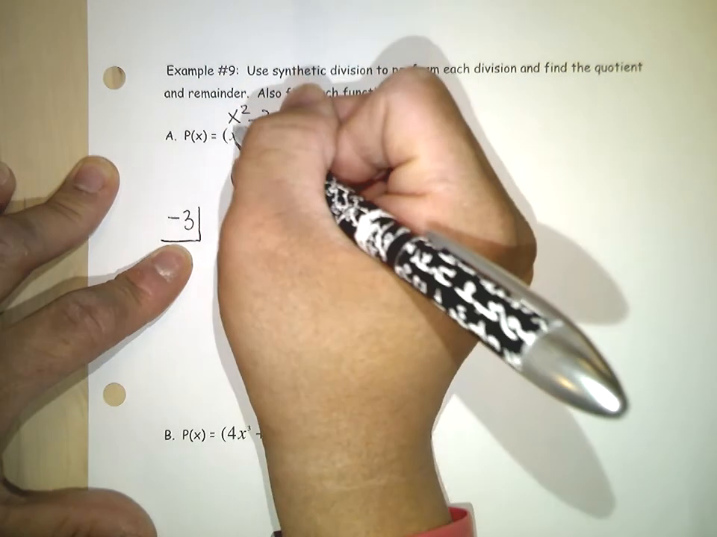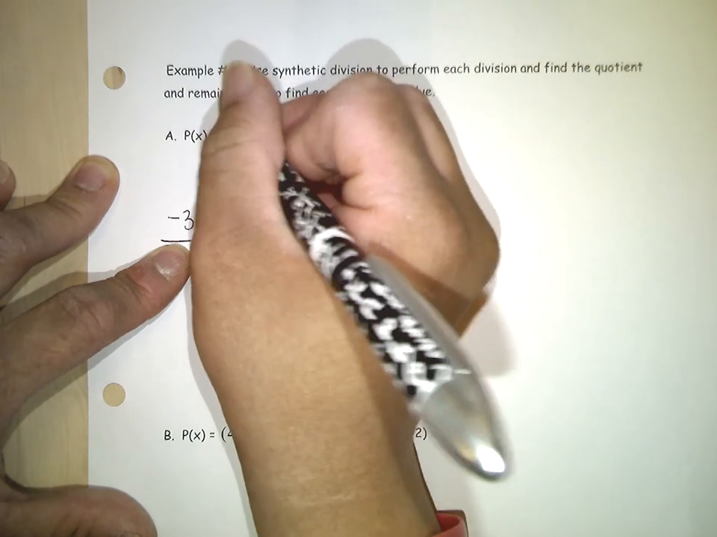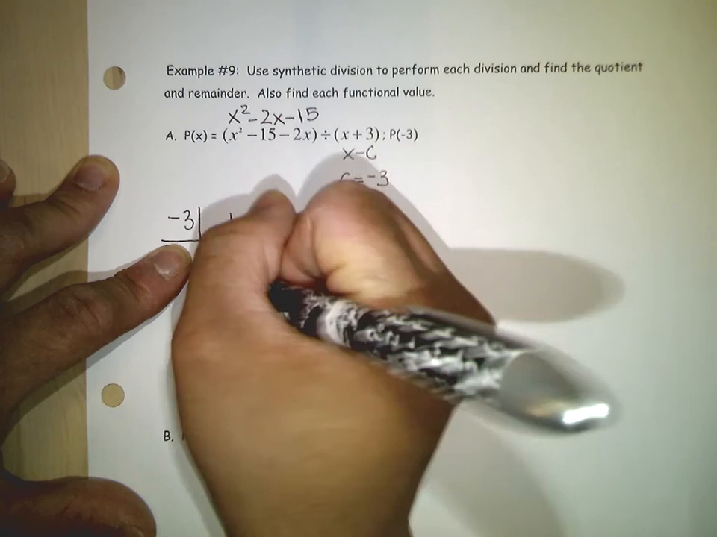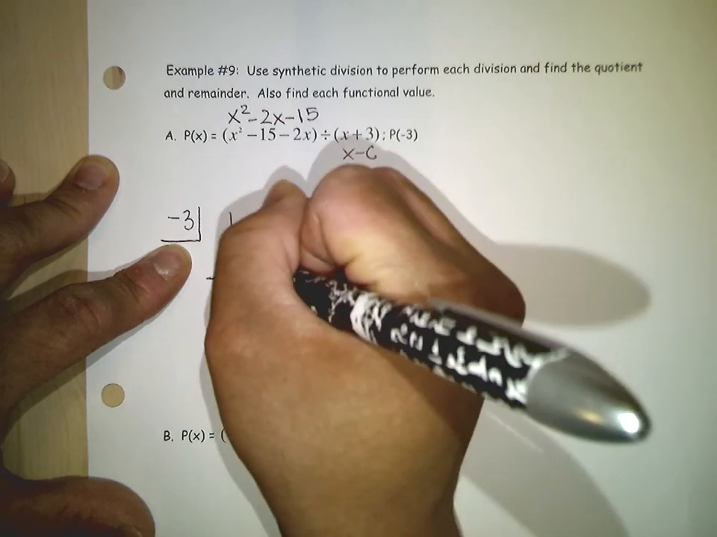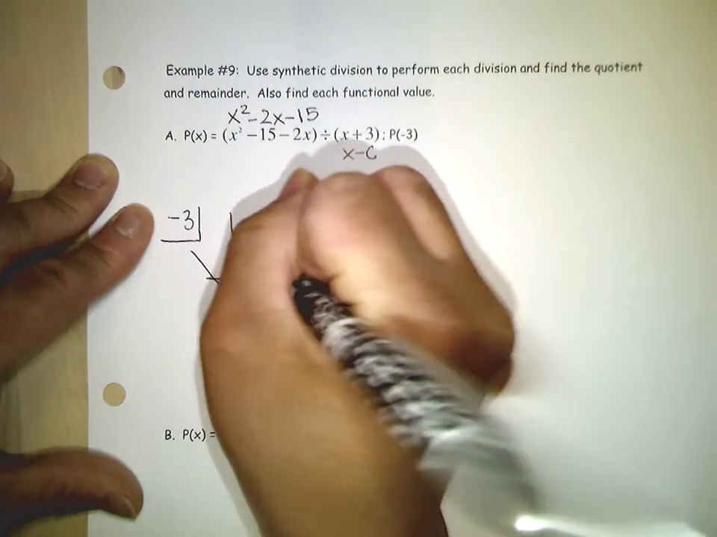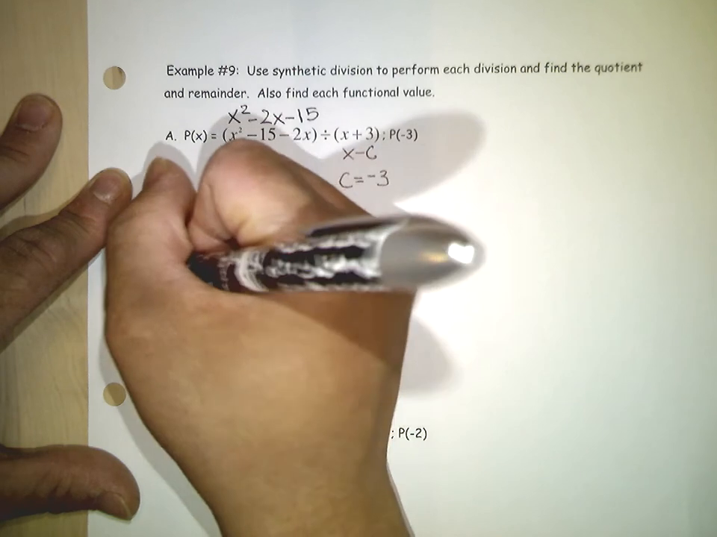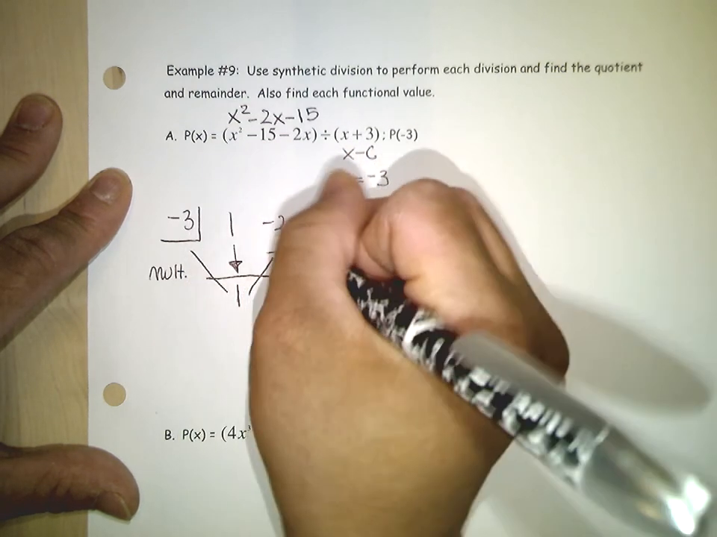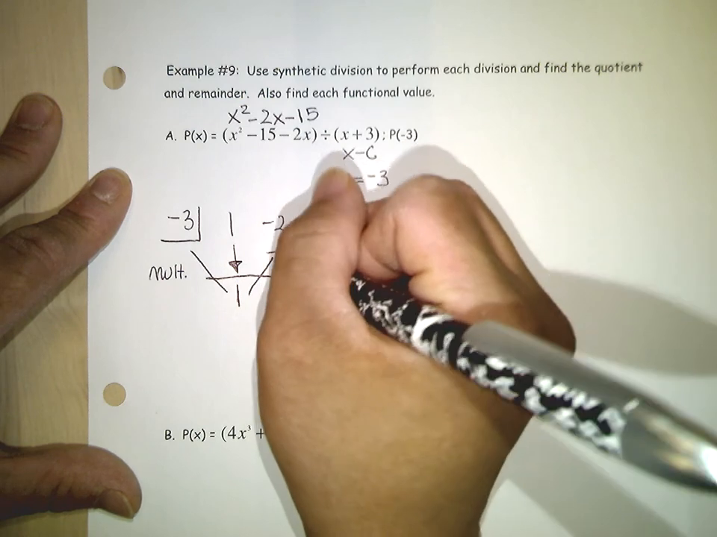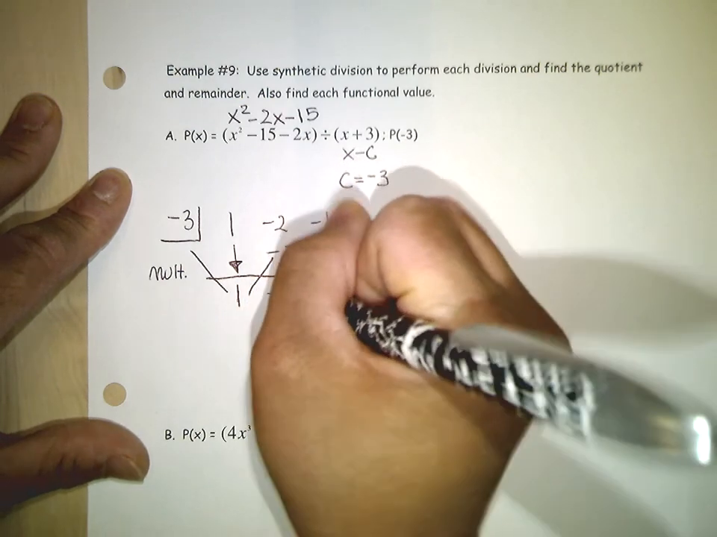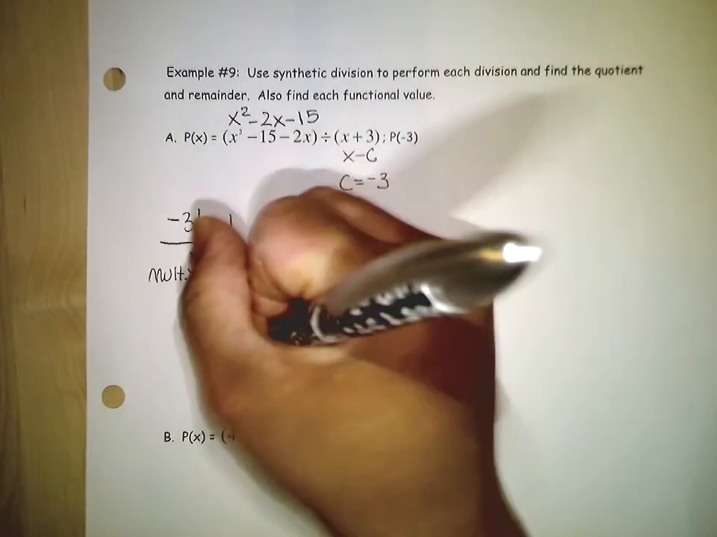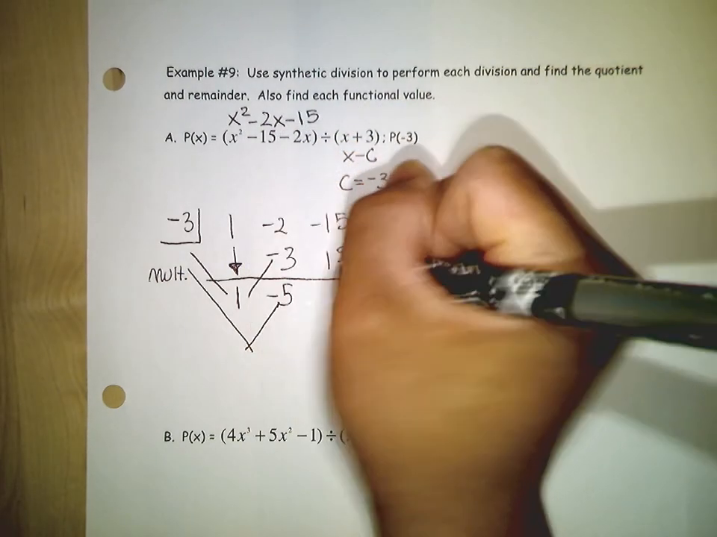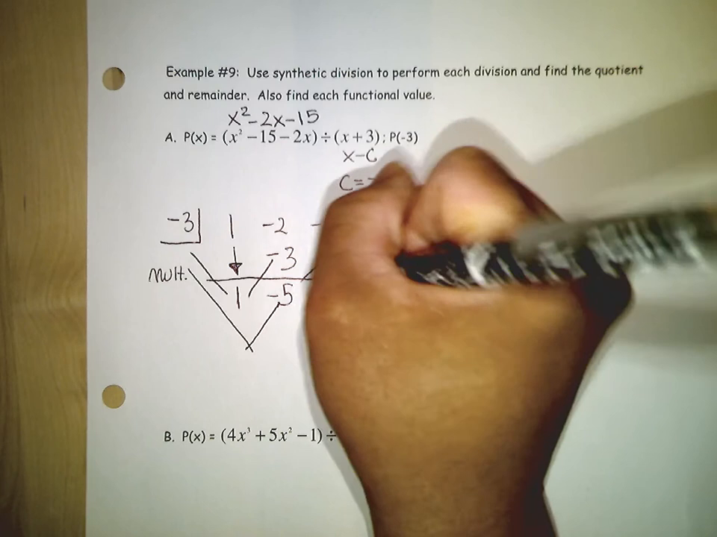Then I want the coefficients of the dividend in descending order: 1, negative 2, negative 15. Then bring down the first coefficient, 1, then multiply. Negative 3 times 1 is negative 3. Then I add. Negative 2 plus negative 3 is negative 5. And then I multiply. Negative 3 times negative 5 is 15. Then I add. Negative 15 plus 15 is 0.